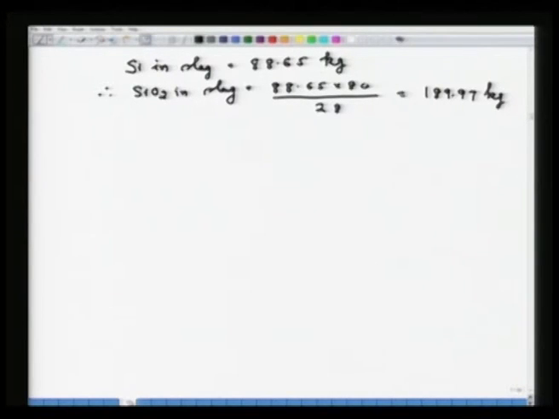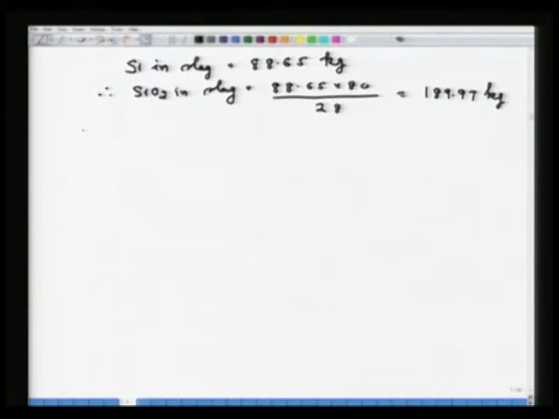This is about the SiO2 in slag. So, in calculating each component of slag, we have to do the balance. Now, similarly we can do Al2O3 in slag.